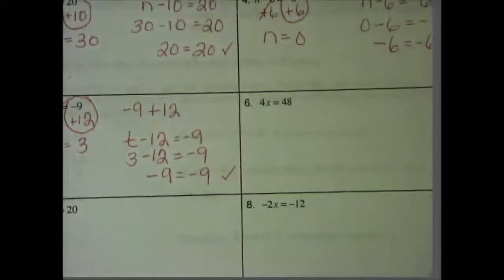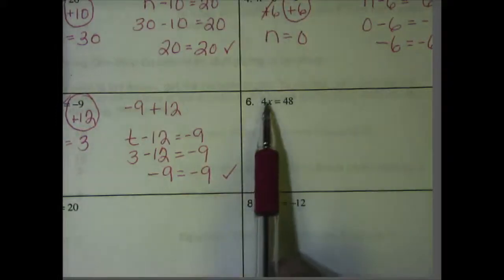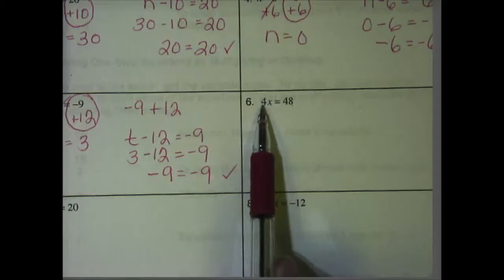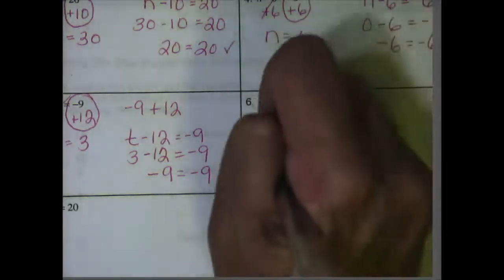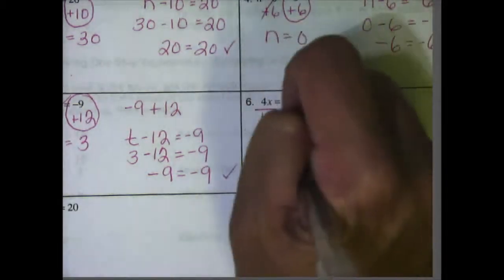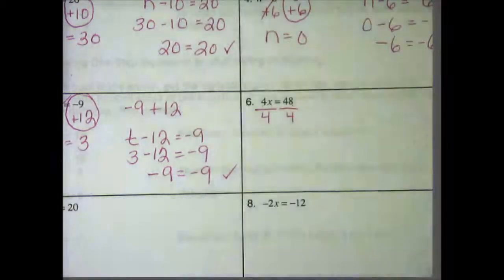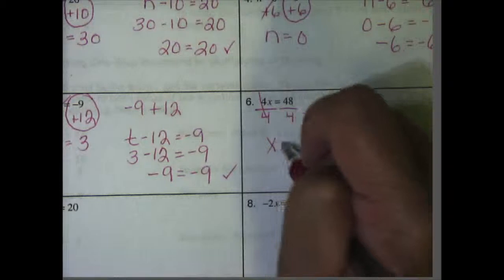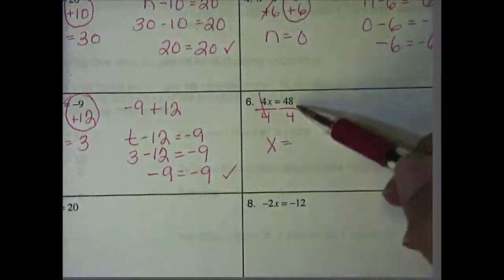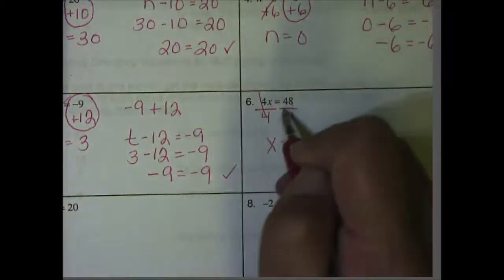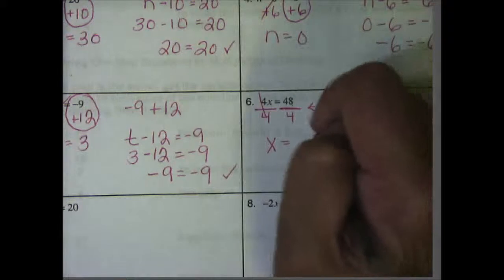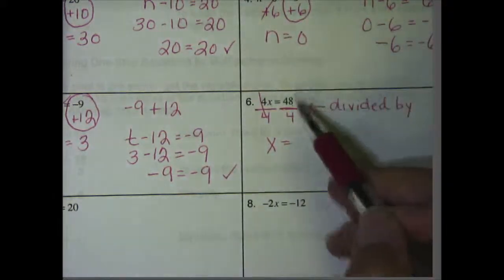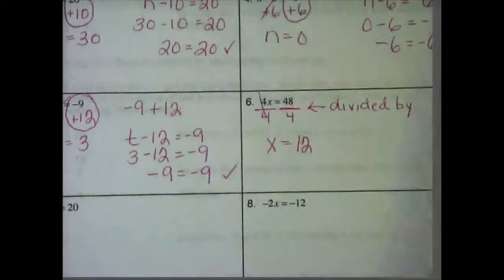Let's take a look at number 6. If we read this, it says 4 times x equals 48. Since it's a multiplication problem, we have to do the opposite, and the opposite of multiplying is dividing. So we're going to divide both sides by 4. That's the work I need to see. When that happens, these two cancel, and x equals 48 divided by 4. Remember that this line right here means divided by. So 48 divided by 4 is 12.